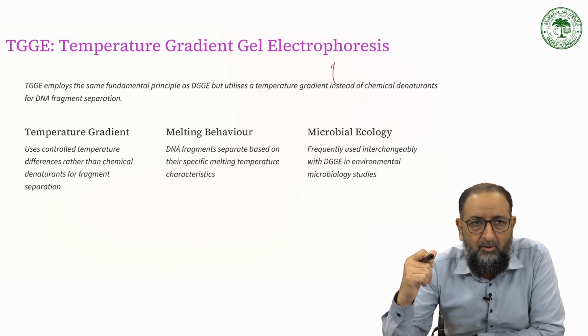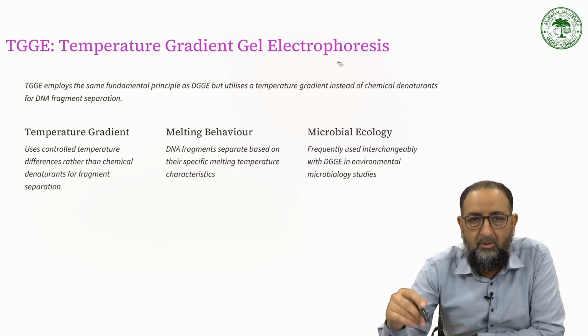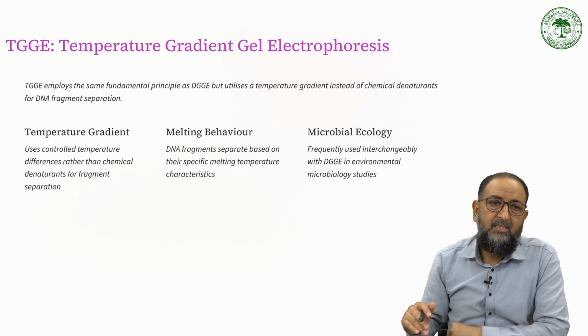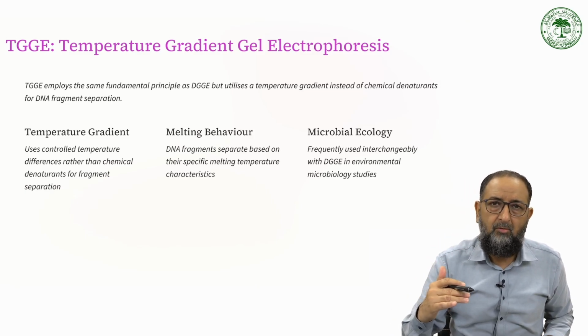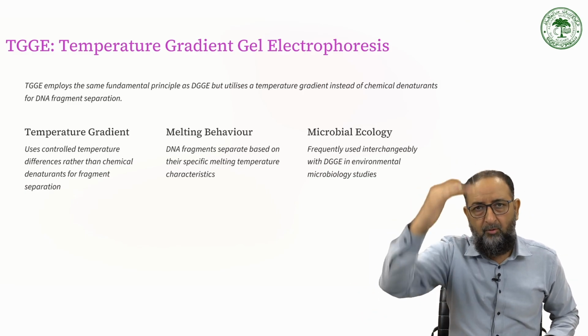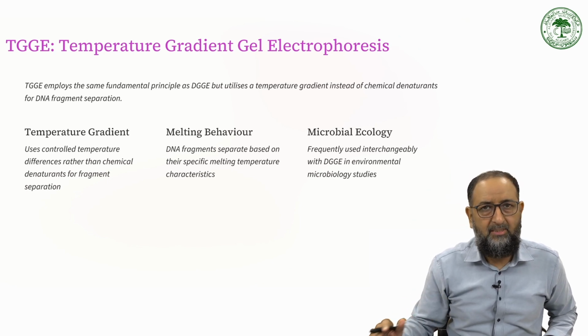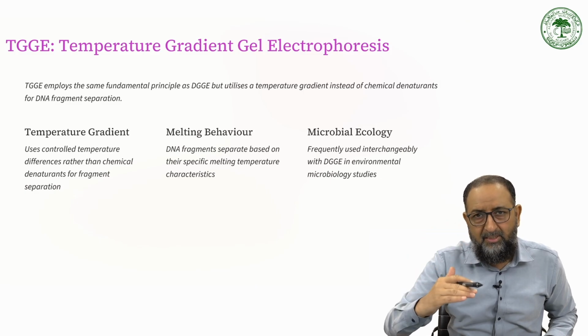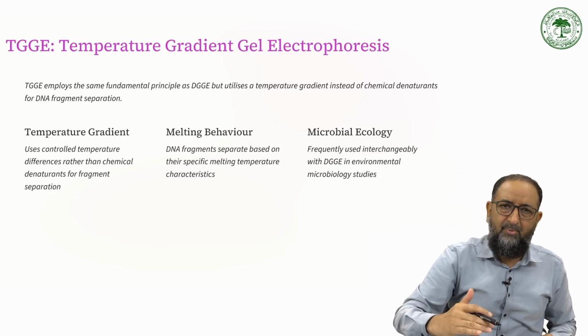Now then we come to the TGGE. This is the second method. TGGE is basically temperature gradient gel electrophoresis. In temperature gradient gel electrophoresis, you have exactly the same process as we talked about in DGGE. In the DGGE, you have the chemical denaturing agent which is used in order to denature these sequences in the gradient mode, from top to bottom or from bottom to top, from high to low or from low to high. Here in this case, similar work is done by temperature. So you have to prepare the gel with the temperature gradient, high temperature to low temperature, like this.